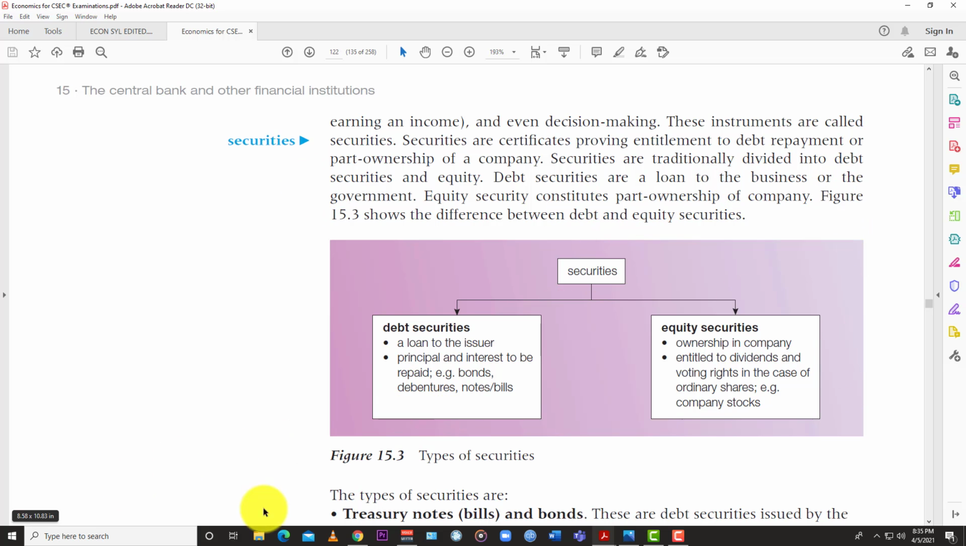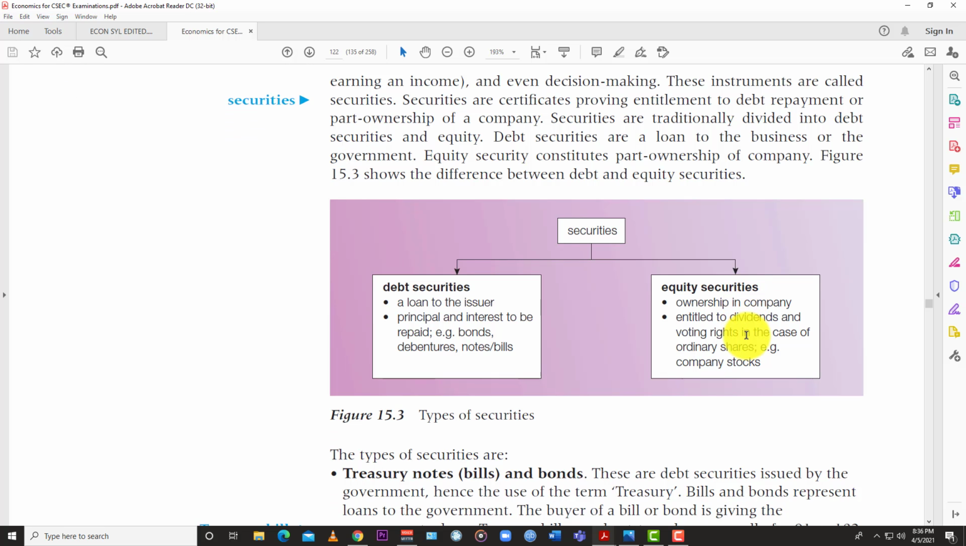Figure 15.3, this one right here, shows the difference between debt and equity securities. You have debt securities, a loan to the issuer, principal and interest to be repaid. Examples: bonds, debentures, notes and bills. So treasury notes, treasury bills, all those are examples of debt financing or debt securities. With equity securities, we have ownership in the company, entitled to dividends and voting rights in the case of ordinary shares. Example, company stocks. So those are the two main ways in which companies can finance themselves, or you can invest in companies and governments, through debt securities or equity securities.